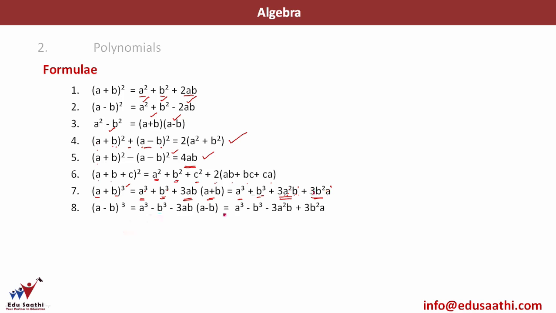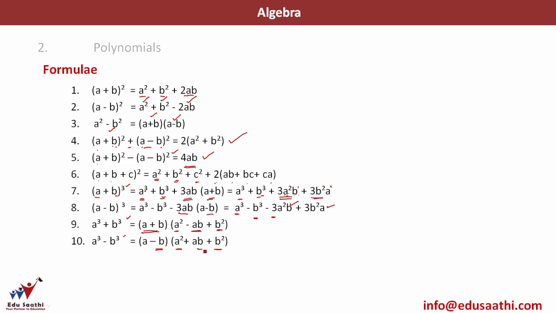(a - b) whole cube will be a cube minus b cube minus 3ab into (a - b). So if you want to expand it, it will be minus 3a square b plus 3b square a. a cube plus b cube would be (a + b) into (a square plus b square minus ab). a cube minus b cube will be (a - b) into (a square plus b square plus ab).